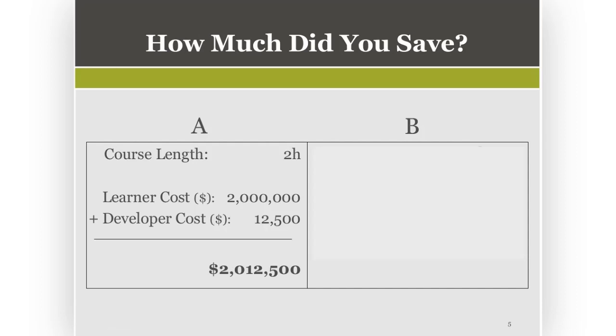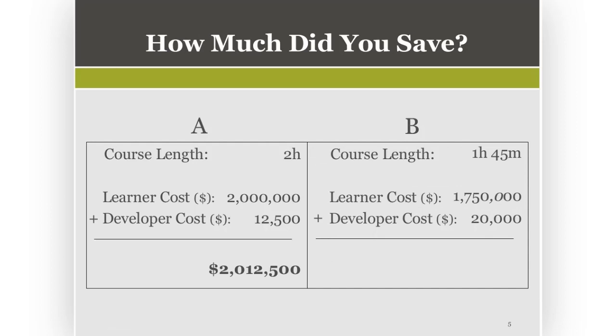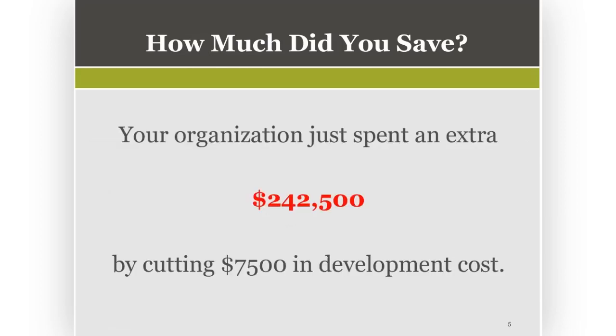If we add the developer cost to the 2-hour course, which was only $12,500, we have a total cost of $2,012,500. Now, if we look at the other course that was shorter, 1 hour and 45 minutes, but it had the high developer cost of $20,000, the learner cost is also lower, so it comes out to be cheaper. The course where we spent a little bit more money on development, because we were able to do a better job and do the same amount of learning in less time, is less money.